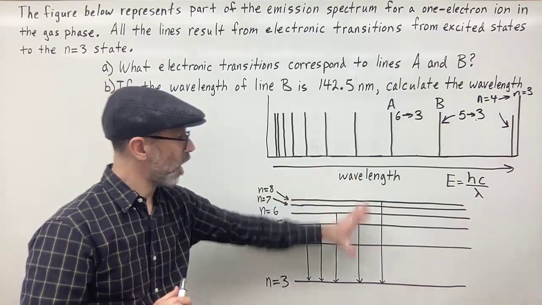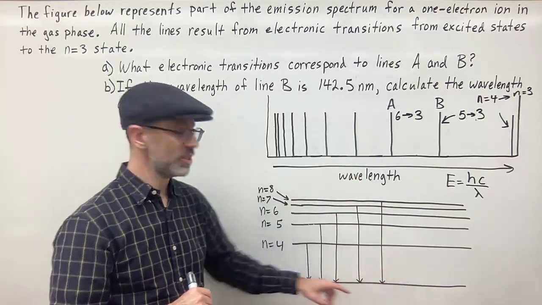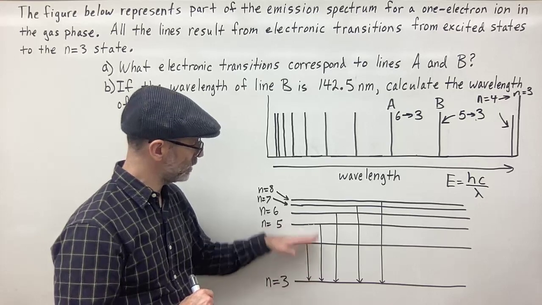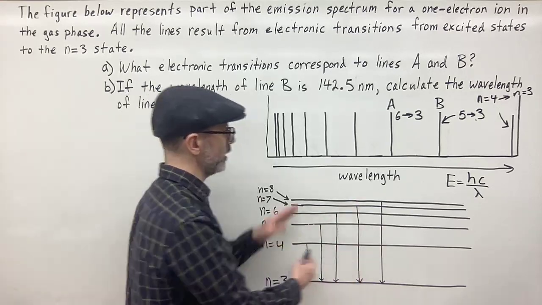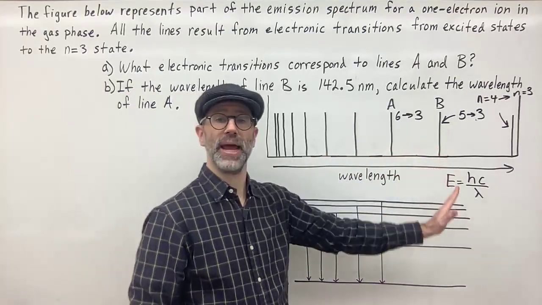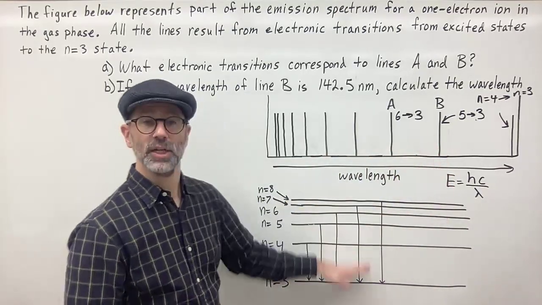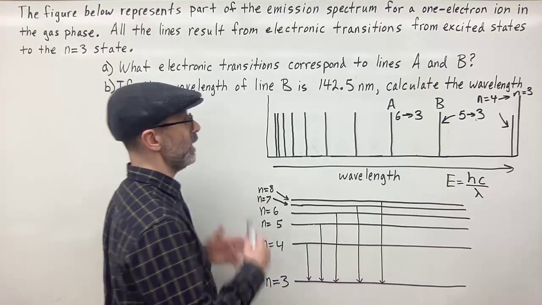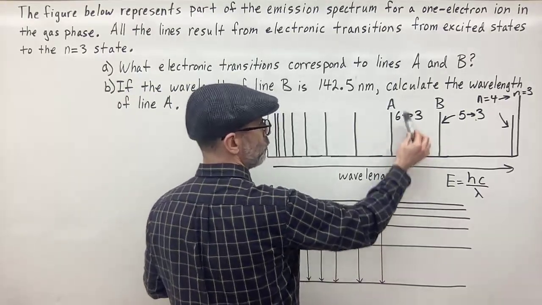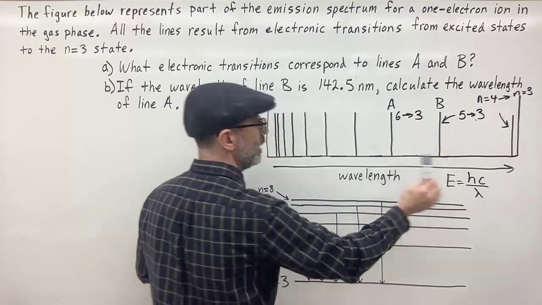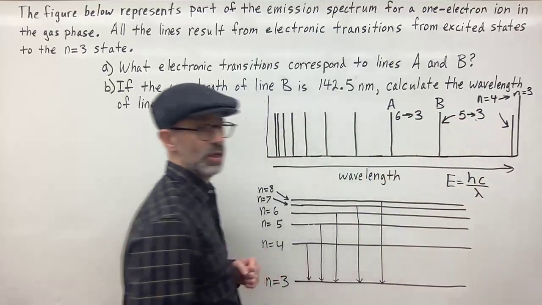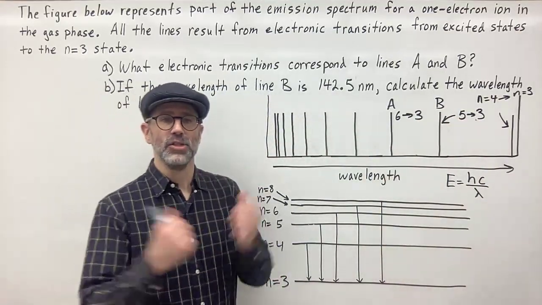Based on our understanding of the electron transitions and the relation of the energies of each transition to each other and to the wavelength, we can figure out which band corresponds to what transition. We were only asked about A and B. So A is going to be the transition from n equals 6 to n equals 3, and B is going to be the transition from n equals 5 to n equals 3. Okay, so that's part A.